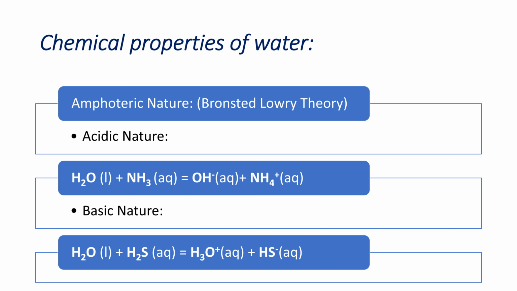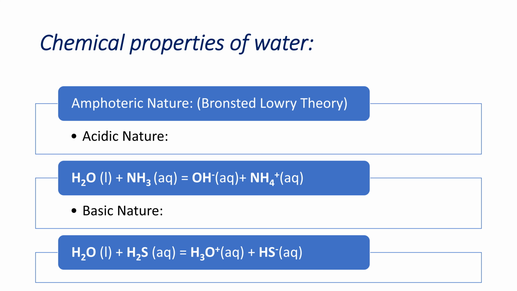I repeat, the one which loses positive ion is acidic and the one which gains is basic. In the first reaction, you can see water tends to have an acidic nature as H2O loses an H plus ion and becomes negatively charged hydroxide ion, whereas ammonia gains that H plus ion and becomes positively charged ammonium ion. While in the second reaction, H2O is gaining the H plus ion released by the hydrogen sulfide and is forming hydronium ion with a positive charge.